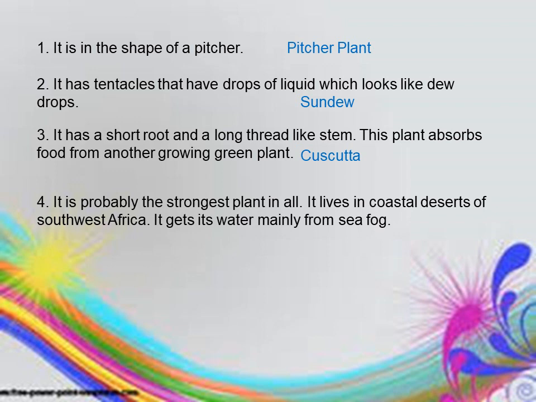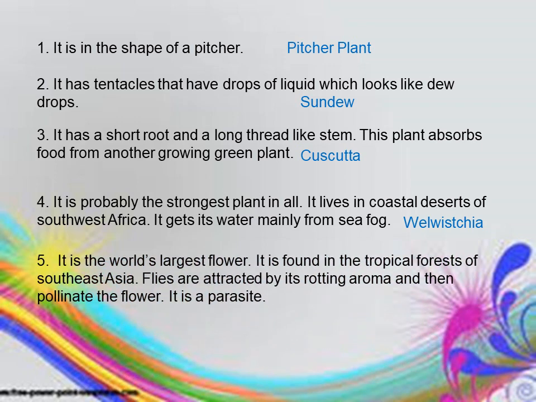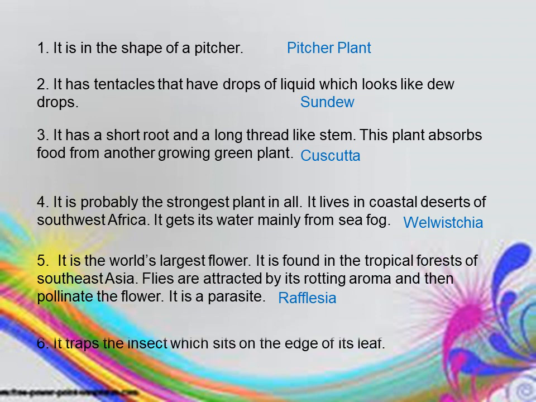The next one. It is probably the strongest plant of all. It lives in the coastal deserts of southwest Africa. It gets its water mainly from sea fog. Welwitschia. It's the world's largest flower. It's found in the tropical forest of Southeast Asia. Flies are attracted by its rotting aroma and then pollinate the flower. It is a parasite. What is it? Rafflesia. It traps the insects which sit on the edge of its leaf. Venus flytrap.